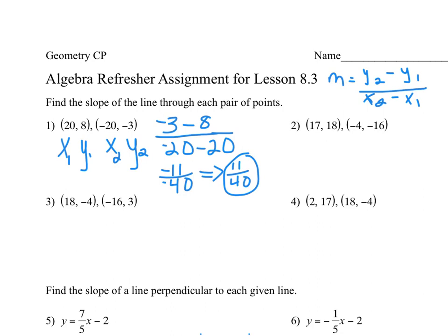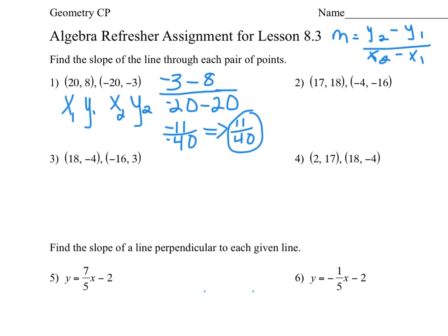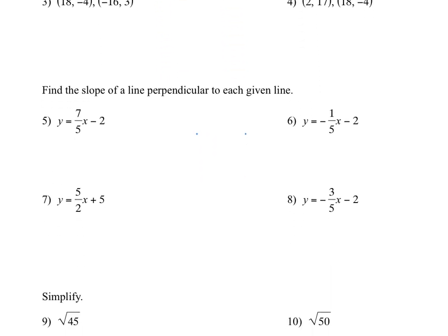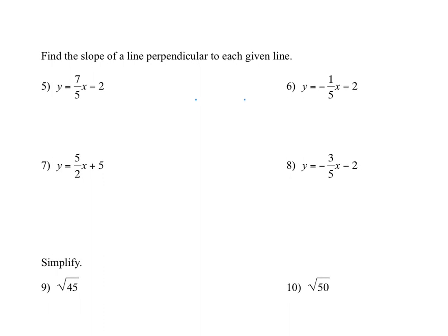Okay, the next thing we need to know how to do when it comes to slopes and our work here in lesson 8.3 is to talk about what it means when lines are perpendicular, what that means about the slopes. So let's go down to number 5 here. It says, find the slope of a line that is perpendicular to each given line.